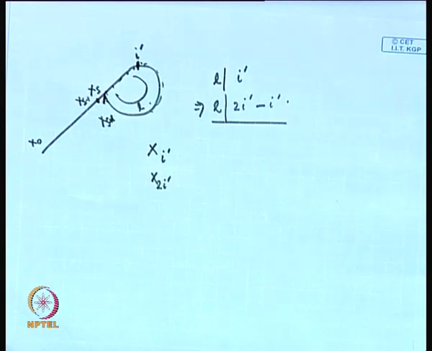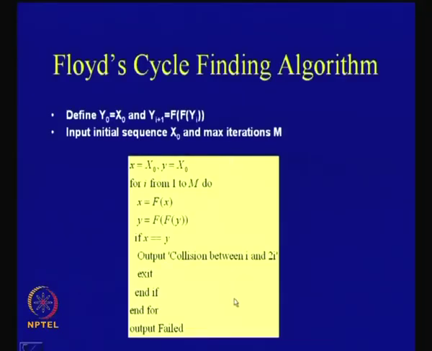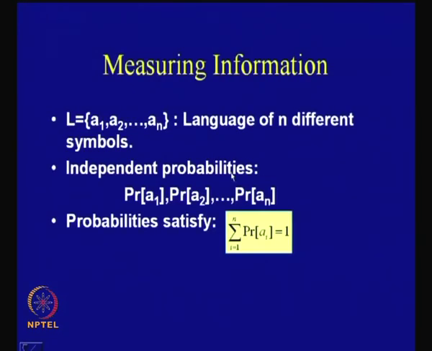So we will see this in one of our future classes when we discuss factorization. Then we conclude our talk with some notions of information measurement. Let us consider a language of n different symbols a1 to an, and let us assign independent probabilities: probability of a1, probability of a2, and so on till probability of an. These probabilities must satisfy that the sum of these probabilities is equal to 1.